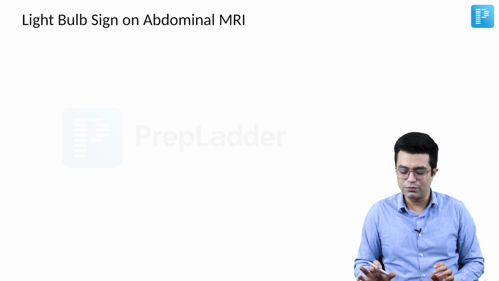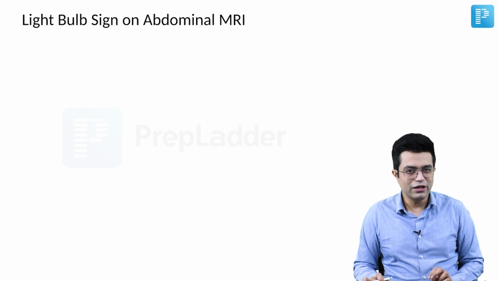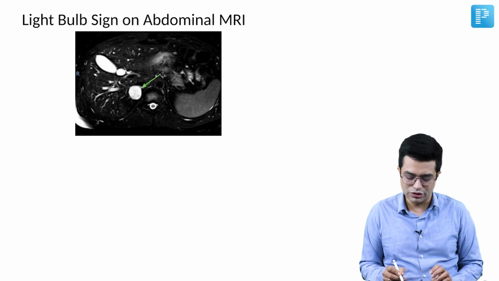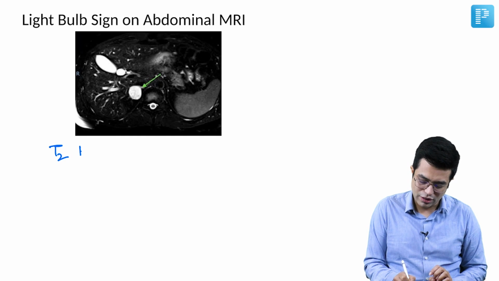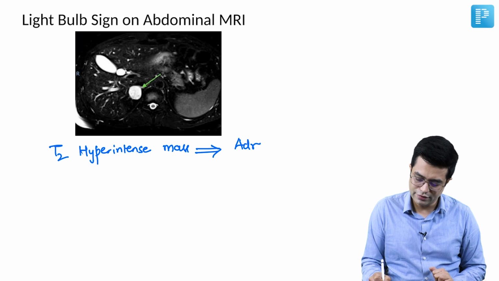So what is the light bulb sign? When you do an abdominal MRI in a patient with adrenal pheochromocytoma, you will find a sign like this. Look at this green colored structure. There will be a T2 hyperintense mass suggestive of adrenal pheochromocytoma.